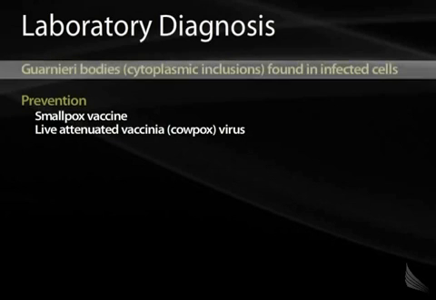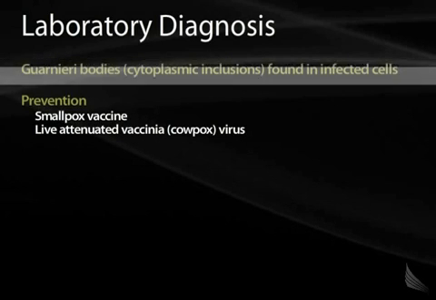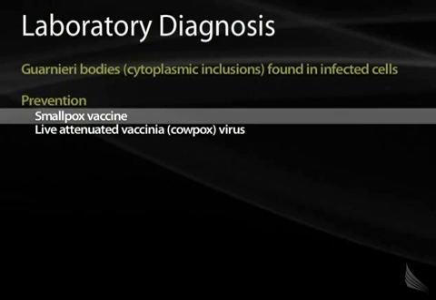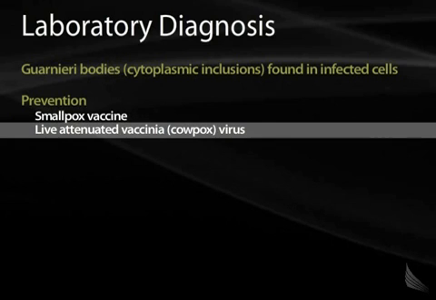Diagnosis is based on Guarnieri bodies, which are cytoplasmic inclusions, and they're found in infected cells. Prevention is through the smallpox vaccine, which the military still has available to it, and live attenuated vaccinia, or cowpox virus. There's enough crossover that we can stop smallpox by giving cowpox to people.